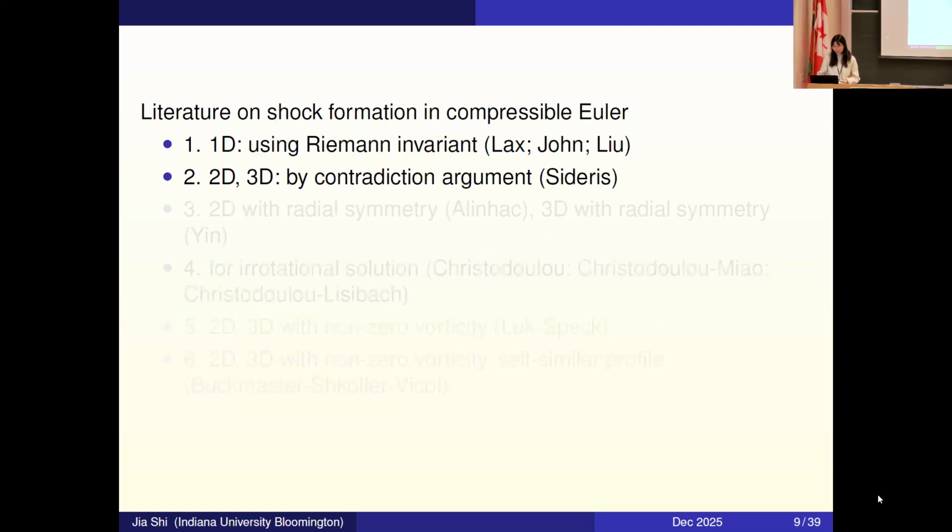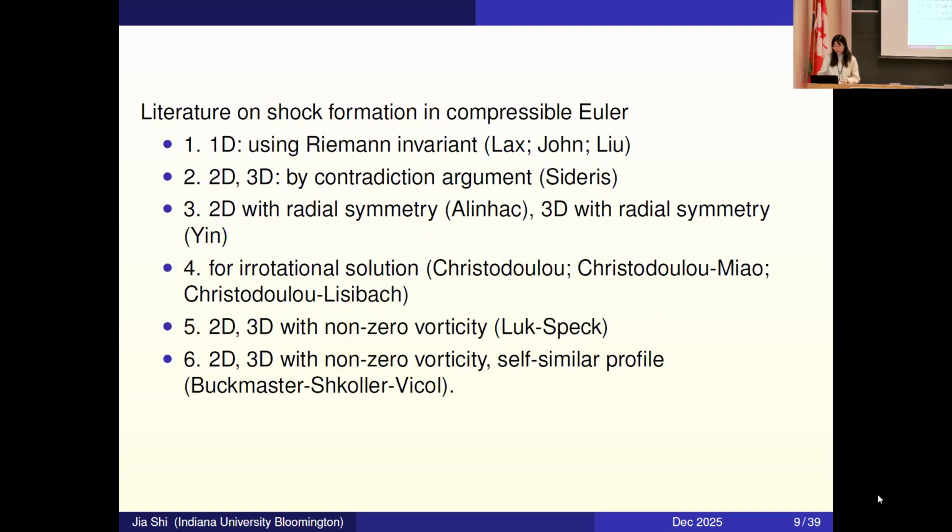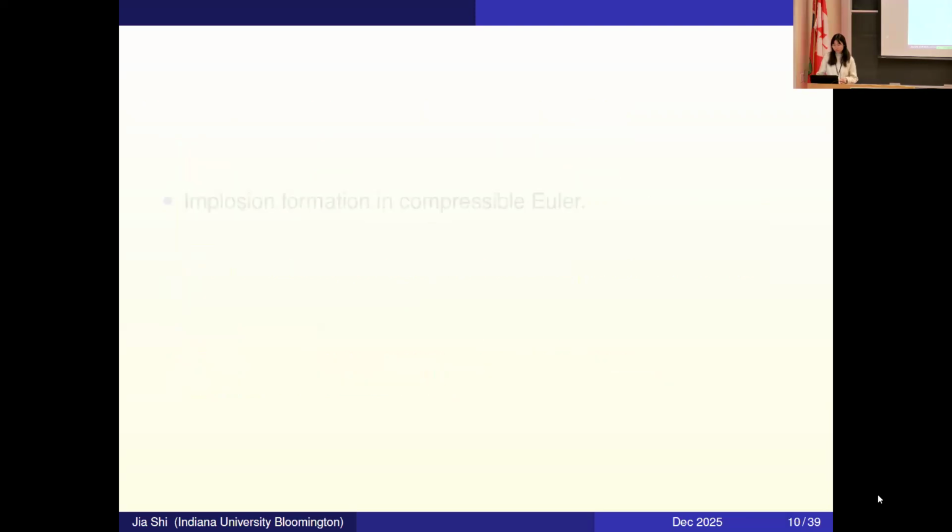So here is some literature about shock formation. It starts from smooth initial data and develops a shock. Because our focus is on the implosion, I will not mention a lot about these results, but the idea is you start from 1D and then go to higher dimensions, and you start from radial symmetry and extend to non-radial symmetric initial data. And this whole thing also happens in the implosion and also in the Schrödinger equation as well.